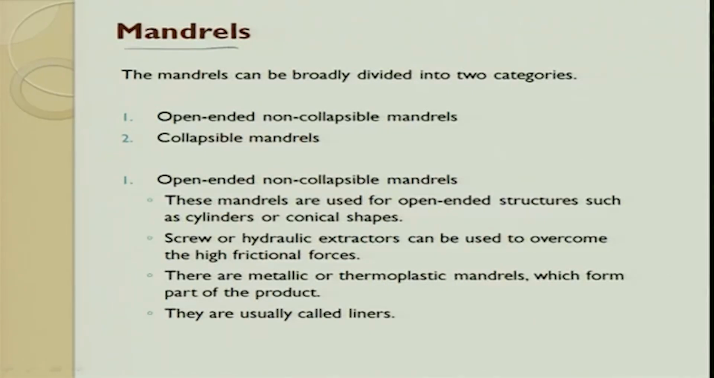So, the mandrel can be of two types we have seen: open ended non-collapsible mandrel and collapsible mandrel. Open ended non-collapsible mandrels are used for open ended structures such as cylindrical or conical structures. So, after winding it, it is released out. A screw or hydraulic extractors can be used to overcome the high friction force, and this can be hit and removed, like just tapping it and then removing it.